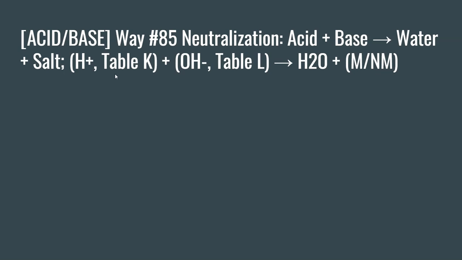Now you may be wondering, how do we figure out what the products are when given a specific acid or base? Well, if you use Table K and Table L, in order to form water, we have to take the hydrogen from the acid and the OH from the base, leaving the remaining metal-nonmetal combination. So the resulting salt that's formed is the metal from the base coupled with the nonmetal from the acid. And that's how you neutralize an acid and base together.